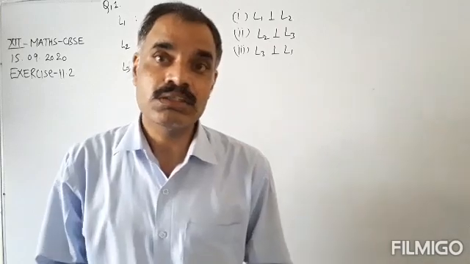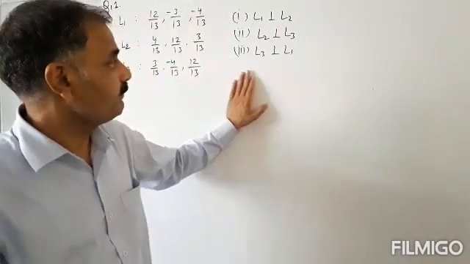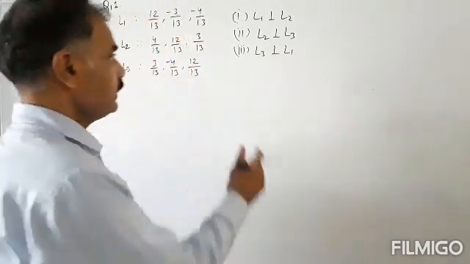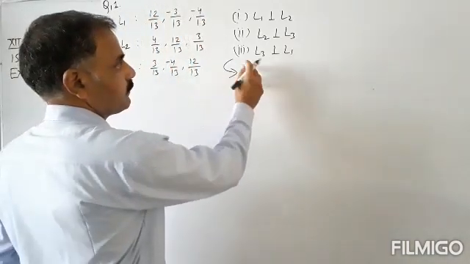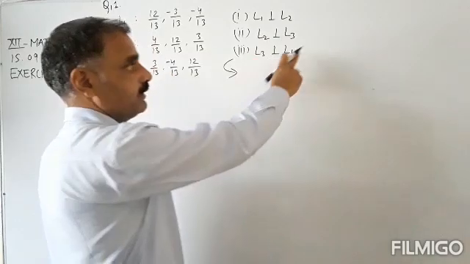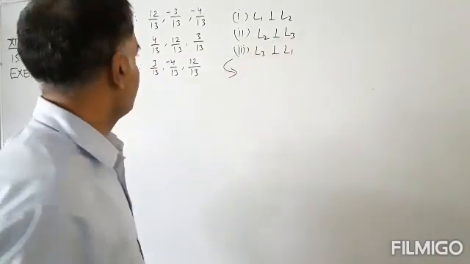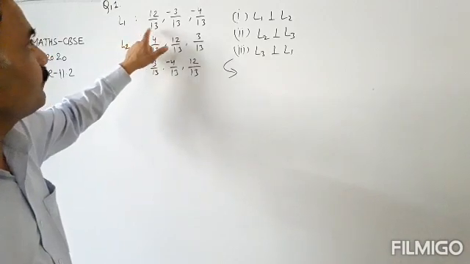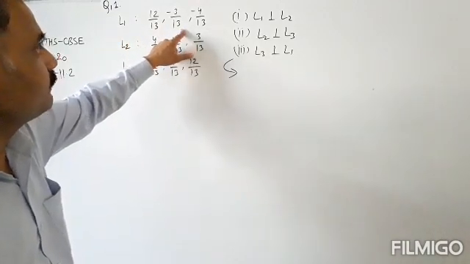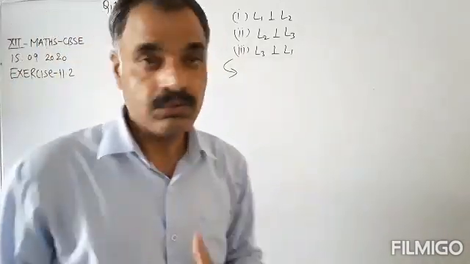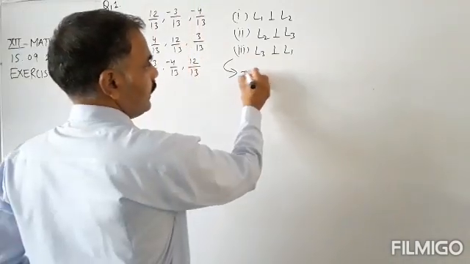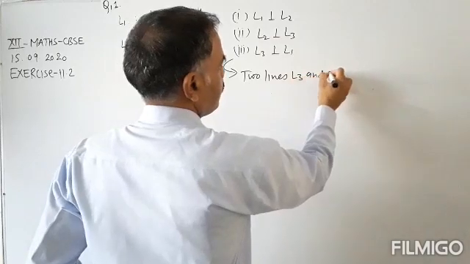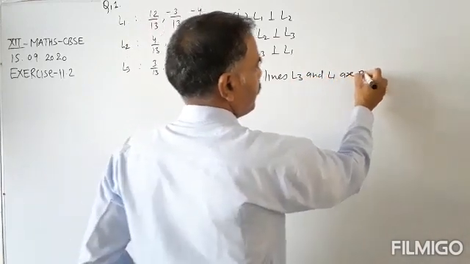We will solve only one part; the other two parts you have to solve. So let us take the third part: line L3 is perpendicular to line L1. The direction cosines are given. The direction cosine of the first line is 12/13, -3/13, -4/13. We have to show that L3 and L1 are perpendicular.